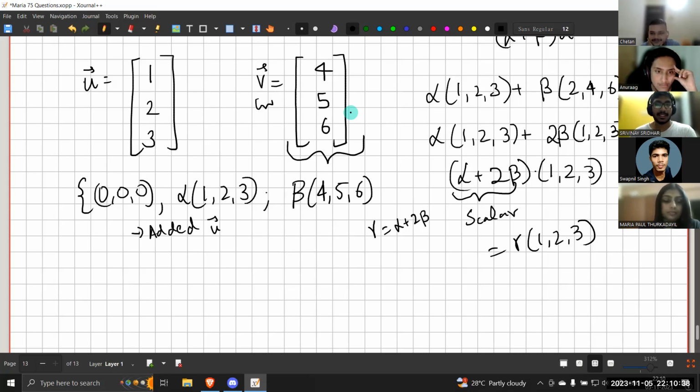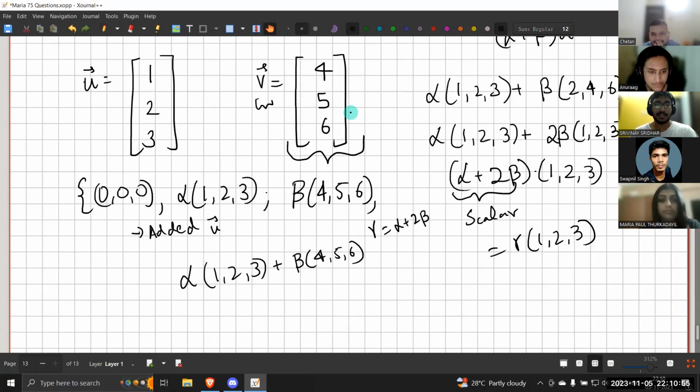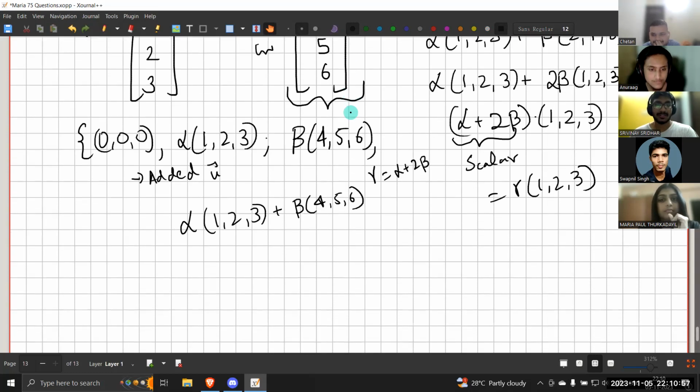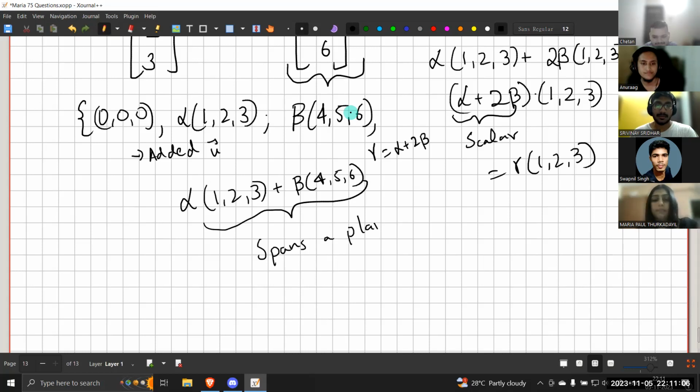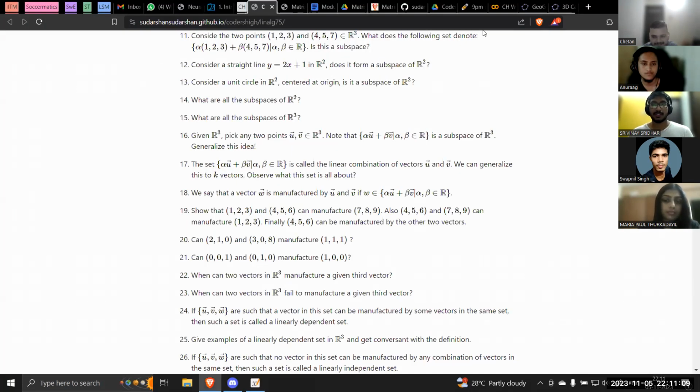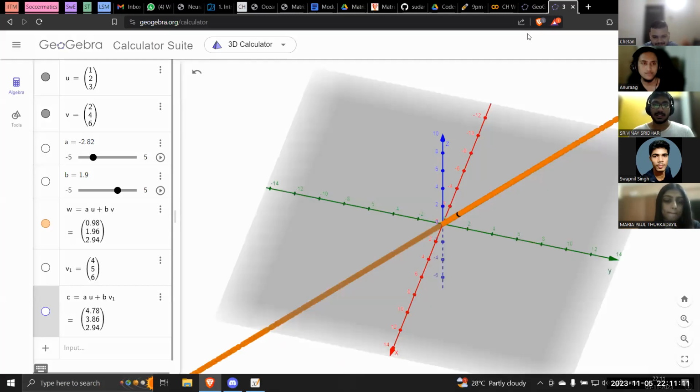And the next thing I realize is this is not enough. If I take alpha times 1, 2, 3 plus beta times 4, 5, 6, this is our definition. We want to take the linear combination of these two vectors. But then we realize the linear combination of these two vectors spans a plane, as we've seen before, and as we've seen here as well.